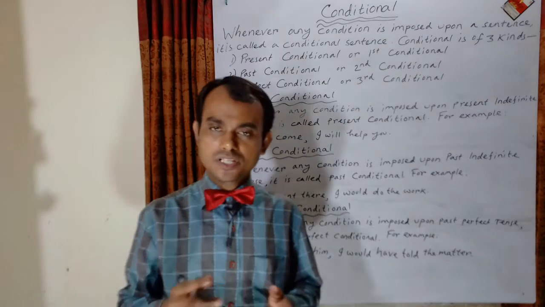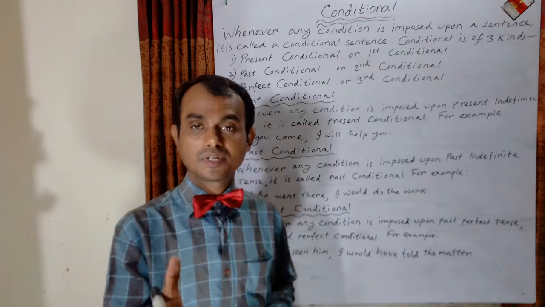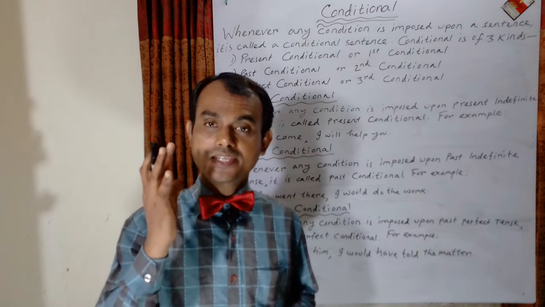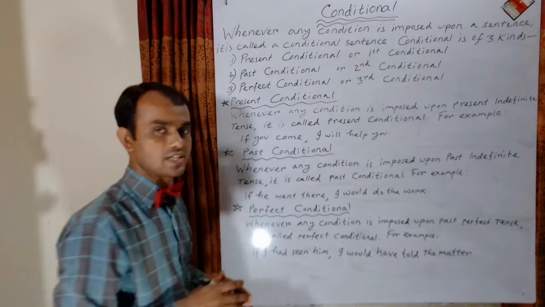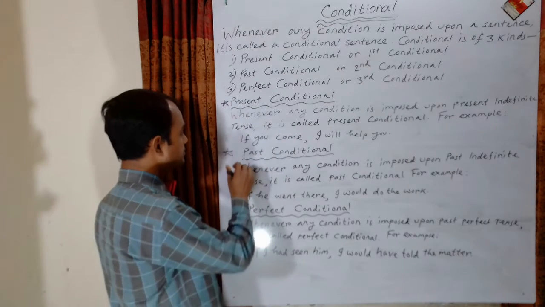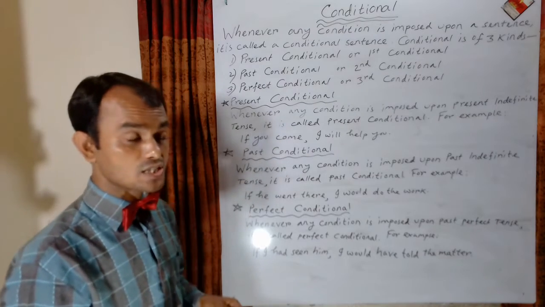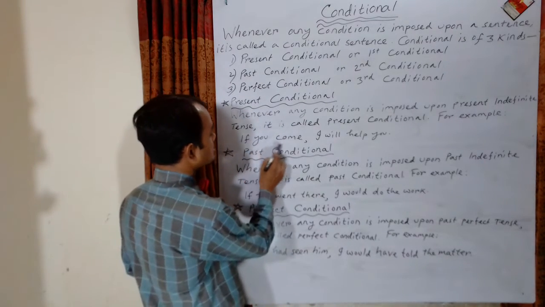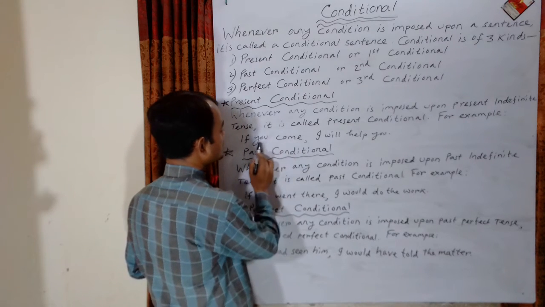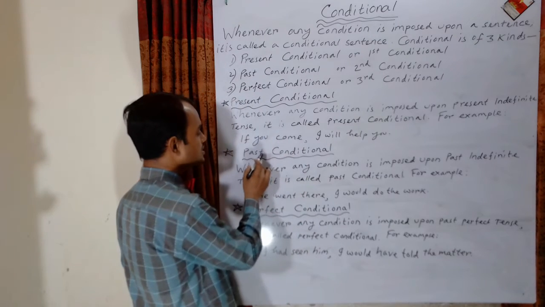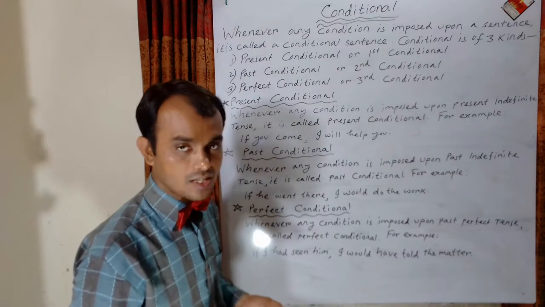Every conditional sentence has two parts, and the conditional sentence must have conjunctions like if or unless. If you come, I will help you. This is a conditional sentence because we find the conjunction if, and the condition is imposed upon present indefinite tense. You, the subject, and come, the present form of the verb. This is present indefinite tense. Since the condition is imposed upon present indefinite tense, it is present conditional.